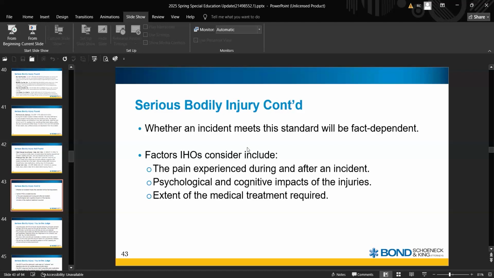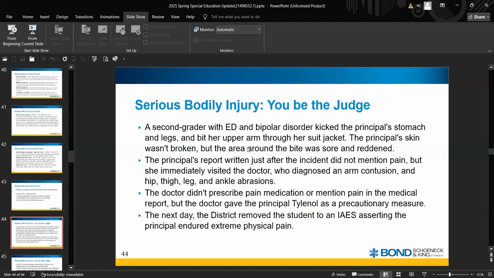Okay. Moving along here. Okay, so you get to put on your black robe, and you get to be the judge here. All right, so let's read through, I think this is fun.